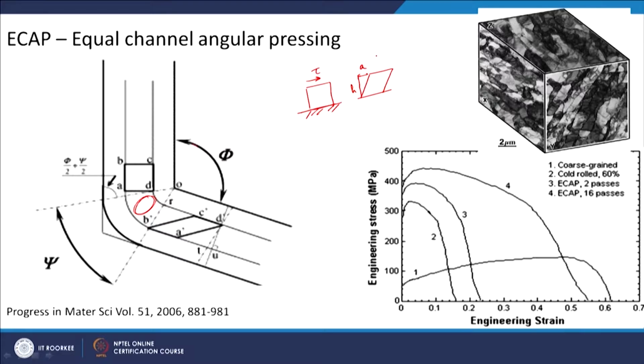So, let us say displacement is A, then A by H will give you the amount of shear strain which you have introduced in the material. Okay. So, similar thing you can see here.